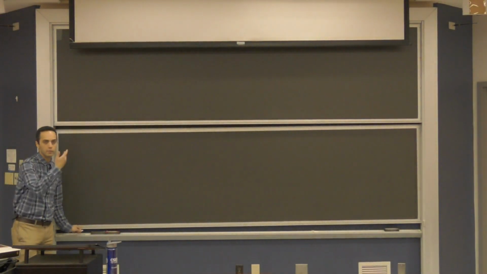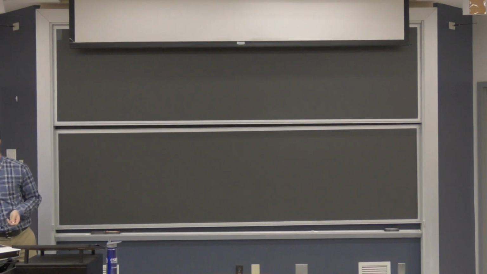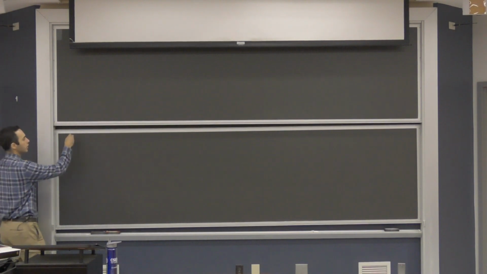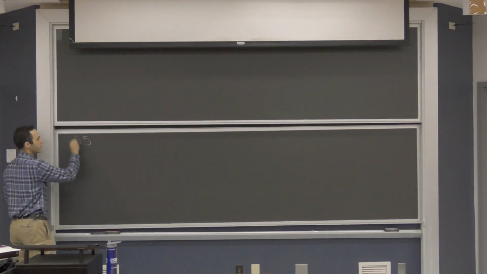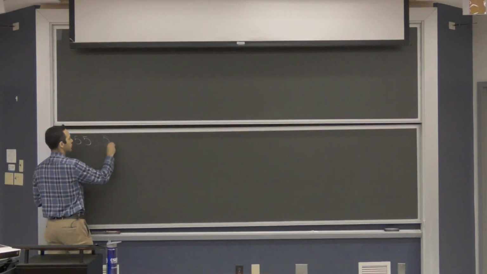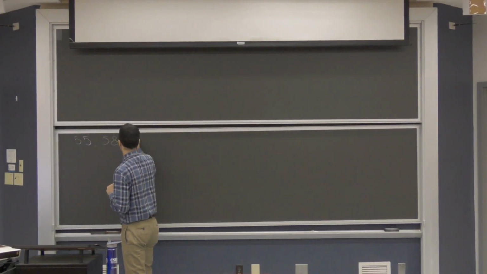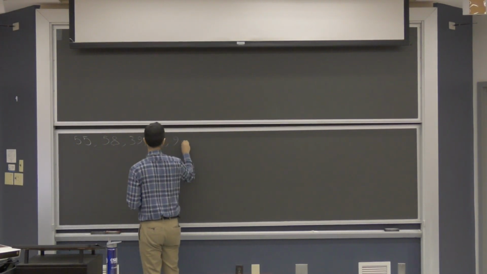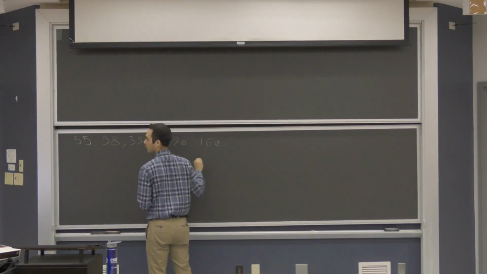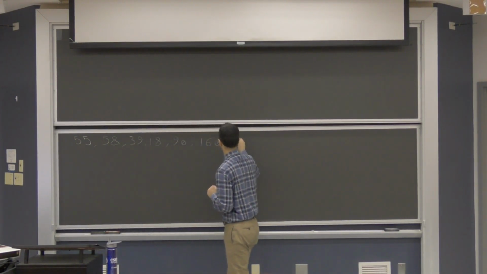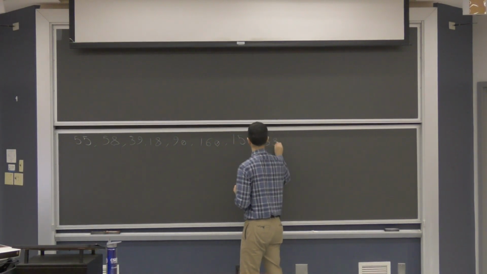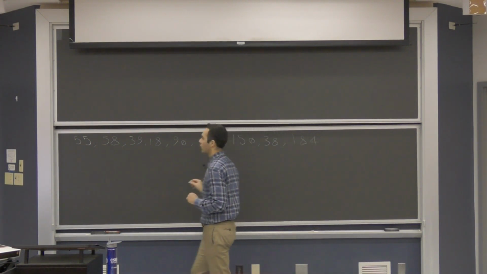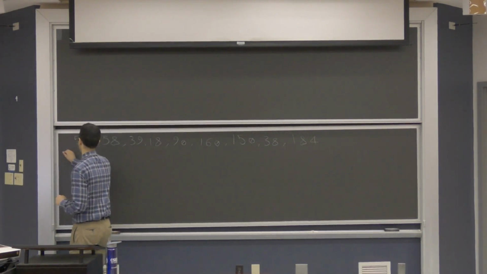Okay, these are the type of questions you will definitely see in the exam. I have to write it, otherwise it will be too bright. So: 55, 58, 39, 18, 90, 160. Next is 150, 38, and the last one is 184. Okay? Now, we consider them to be, again, in a line.